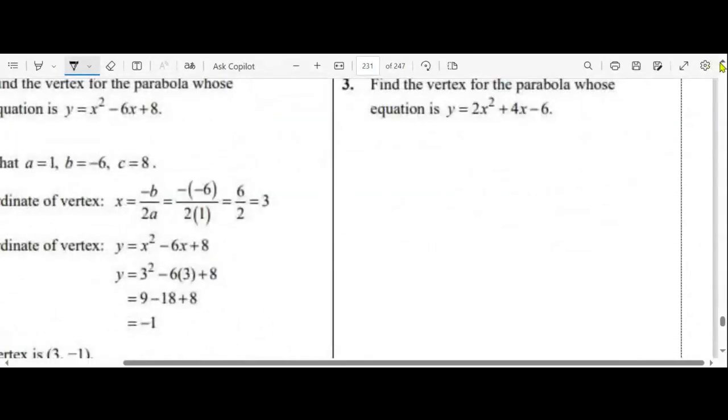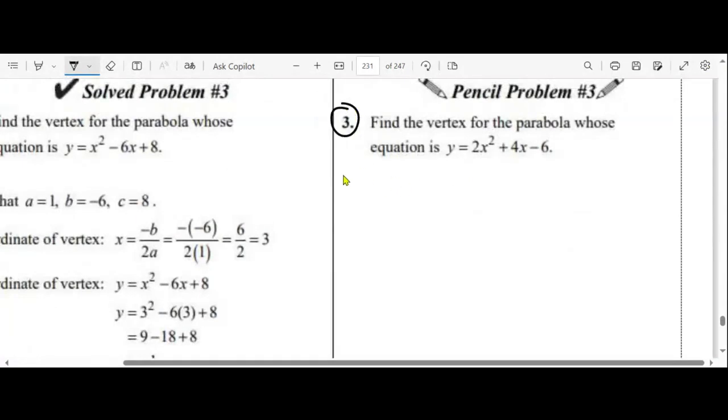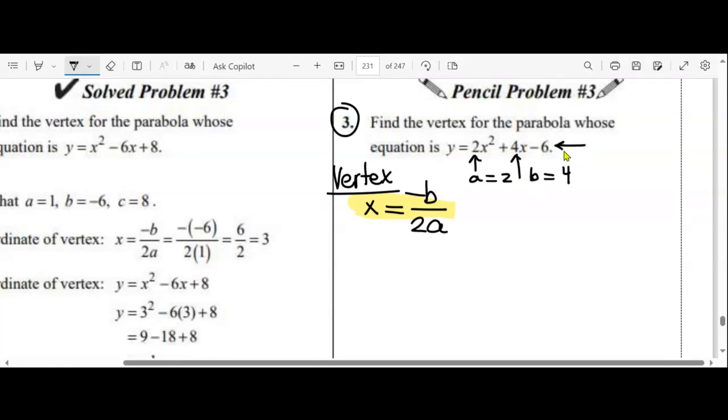Okay. Find the vertex for the parabola whose equation is y equals 2x squared plus 4x minus 6. Can you tell me how can I get the vertex x? What is the formula? Minus b over 2a. How much is a? 2. How much is b? 4. How much is c? Minus 6. But we don't need c, correct? We only need b and a.